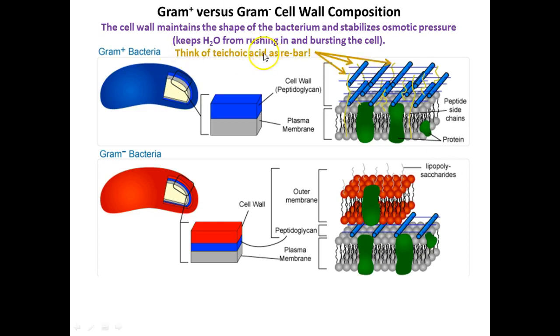So there's my rebar. These are almost like supporting, and the reason for that is that very thick layer, lots of layers of peptidoglycan that usually are present for gram-positives. That's why they also have the teichoic acid. It's almost like rebar, it helps support it.